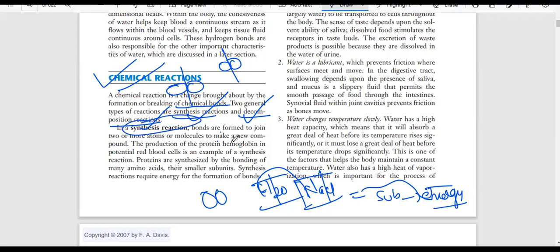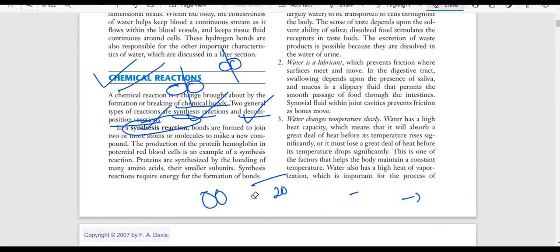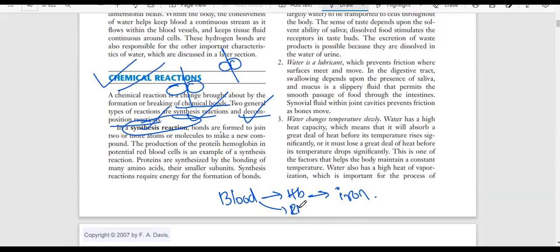Here one example is given that I will explain to you. In the body we have blood. Okay, blood, you know about that. In blood we have hemoglobin, and in hemoglobin we have iron. In blood we have RBC, in RBC we have hemoglobin, in hemoglobin we have iron. So this is the combination.